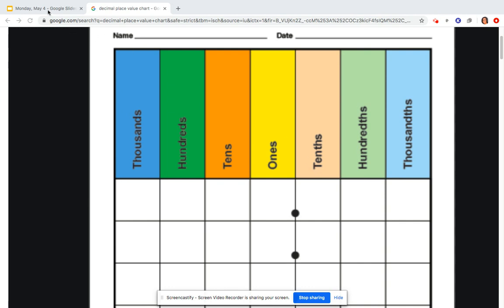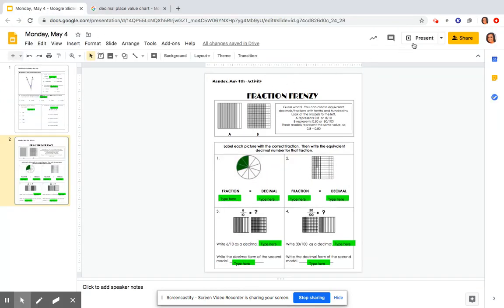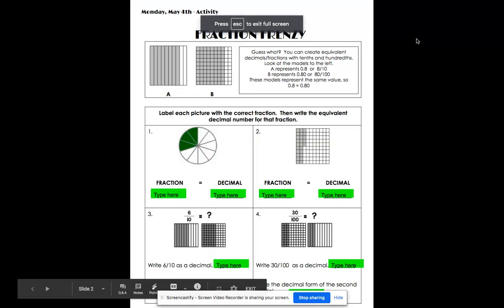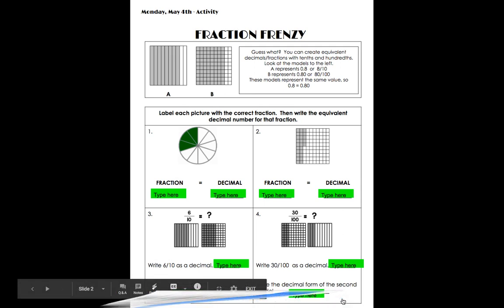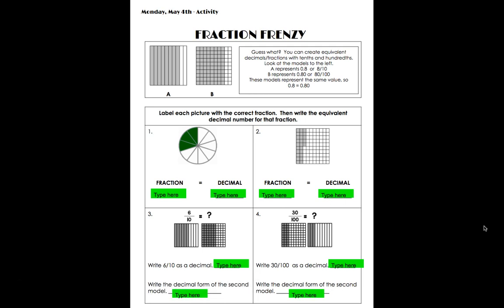Okay, so now that we've talked about that, I'm going to bring you over to what your assignment looks like for today. Now, the first page that I just skipped over was nothing but review, so I'm not really going to go over that because that's nothing new. It had some rounding, some things on that, and if you have problems with it, just message your teacher. But this is really what I wanted to focus on. If you look at this paper, you see a lot of models. Okay, so let's just read the intro. It says, guess what? You can create equivalent decimals and fractions with tenths and hundredths. So they want you to look at the models to the left.